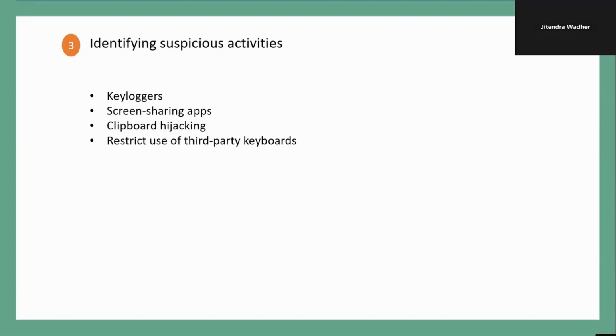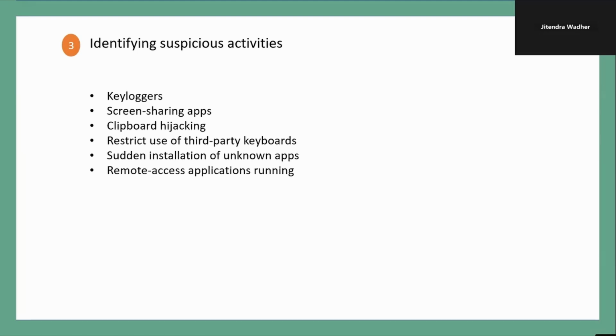Next is restricting the use of third-party keyboards. If some other keyboards are being used, it will restrict them. If there is a sudden installation of an unknown app, it will detect that. Basically, the operating system provides information to the endpoint security software that some security level has been compromised, and then it will detect the presence of an unknown app by that.